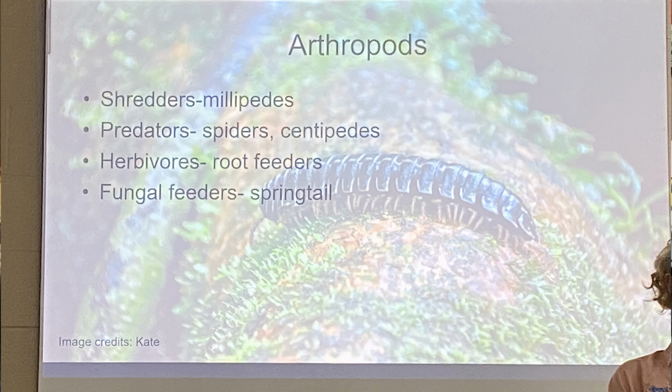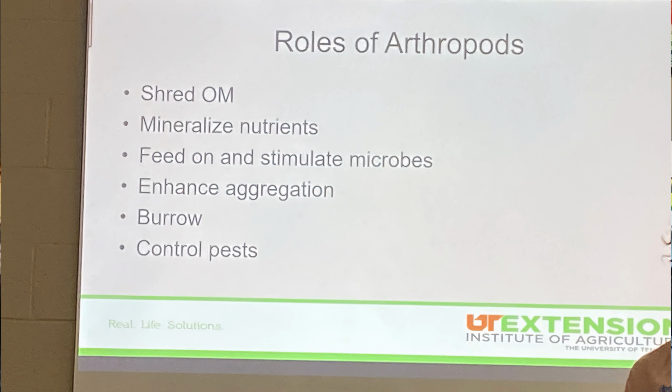Arthropods: shredders like millipedes, predators like spiders and centipedes, herbivores, root feeders, and fungal feeders, springtails. Role of arthropods: they shred organic matter, they mineralize nutrients so it's easier for the plants to take, feed on and stimulate microbes, enhance aggregation, kind of till it up for you, burrow and control pests.